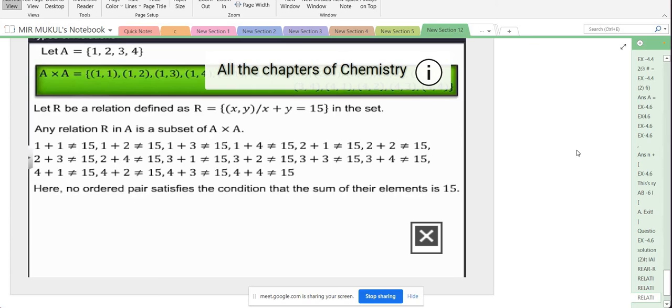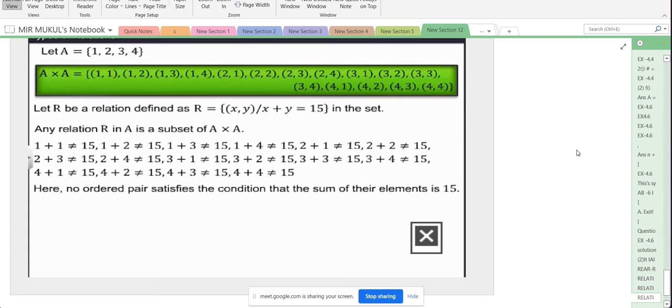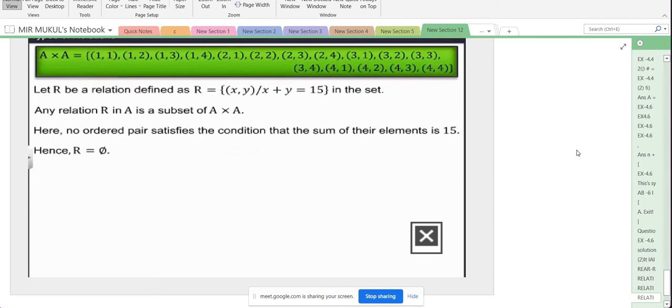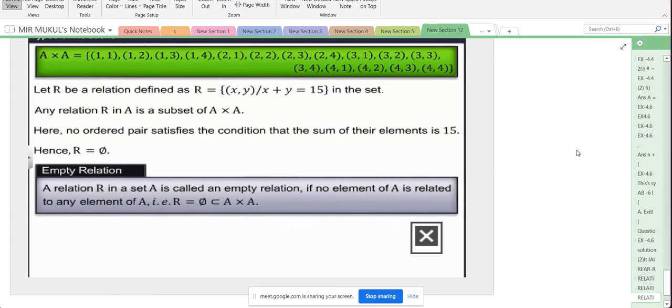In this case, no ordered pair satisfies the condition that the sum of their elements is 15. Hence, relation R has no ordered pairs in it. These types of relations are known as empty relations. Mathematically, a relation R in a set A is called an empty relation if no element of A is related to any element of A. That is, R is an empty set and is a subset of A cross A.